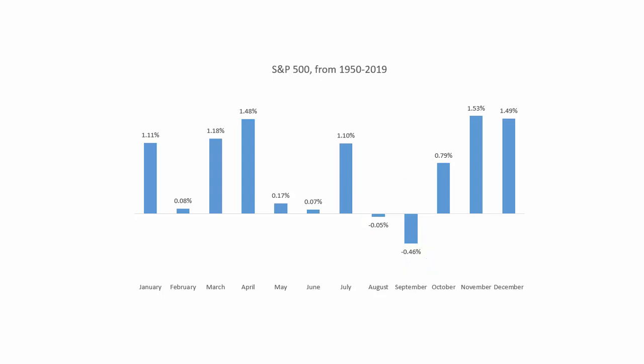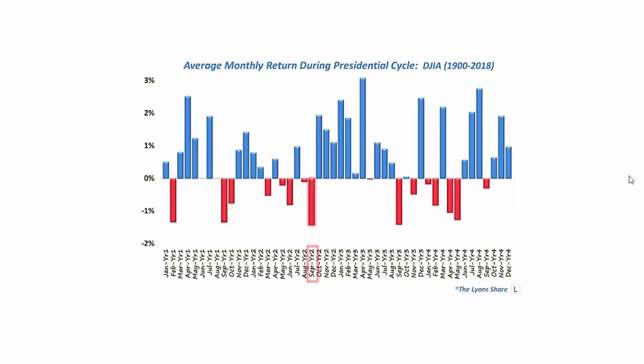All right, next up is the presidential cycle. What we have here is how the market has done in each month of the presidential cycle. The first data point is January of year 1. The second one is February of year 1. The third one is March of year 1, April of year 1, and so on. There should be 48 bars here. This is January through December of year 1, January through December of year 2, and so on.